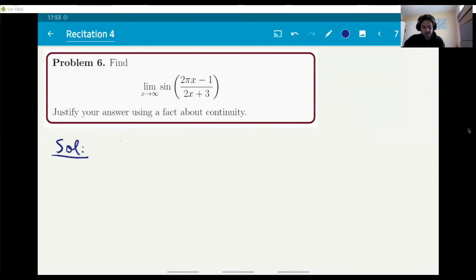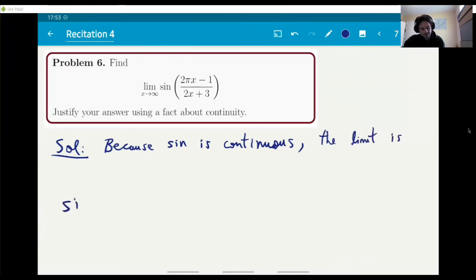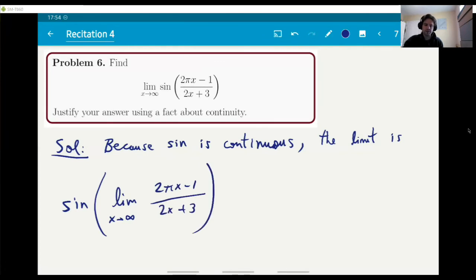So you start by saying, because sine is continuous, which means continuous at all points, the limit is the same as this. Move the limit symbol inside. And now we really just need to worry about the limit inside. You should be able to guess what the answer is, but you should never just write it in your solution without indicating what the calculation is that you're doing.